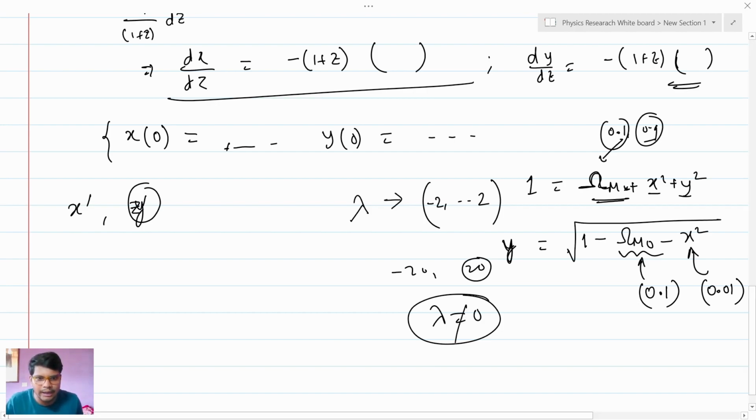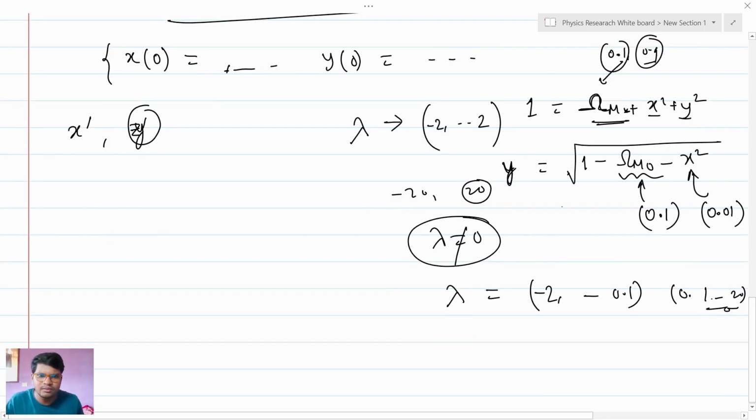So we want to avoid lambda is equal to 0. So we can first say that, okay, lambda, let us say minus 2 to minus 0.1, and then you can say that, okay, it is, let us say, 0.1 to 20, and so on, correct? So this is how we have to estimate. So I am going to vary omega m0, and then we have x0.